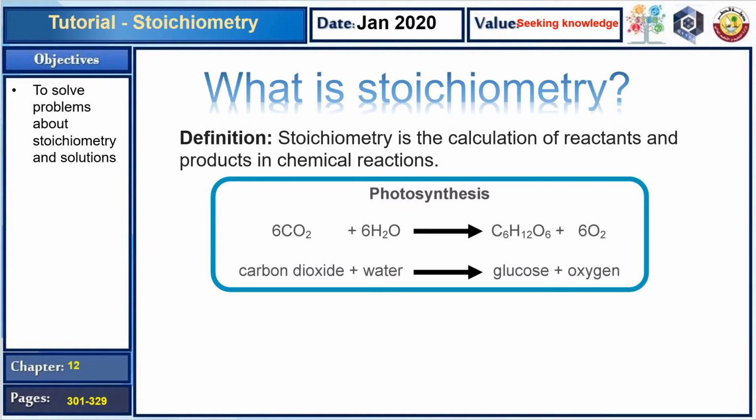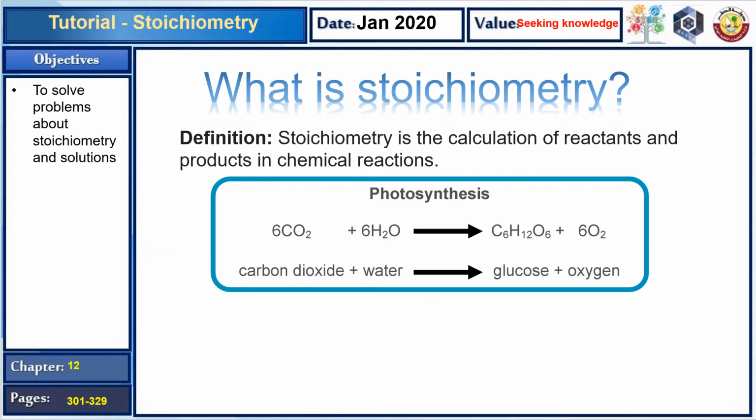So you can see some numbers in front of compounds, like 6 carbon dioxide, 6 water, 1 glucose, and 6 oxygen. This is a balanced chemical equation, and stoichiometry makes sure that chemical equations are balanced, and it deals with the amount of compounds on the left side and the amount of the compounds on the right side.